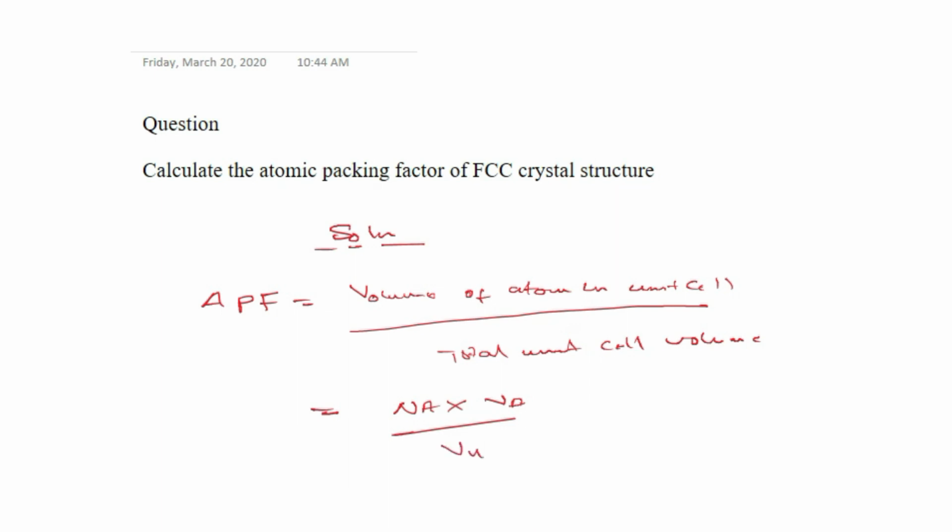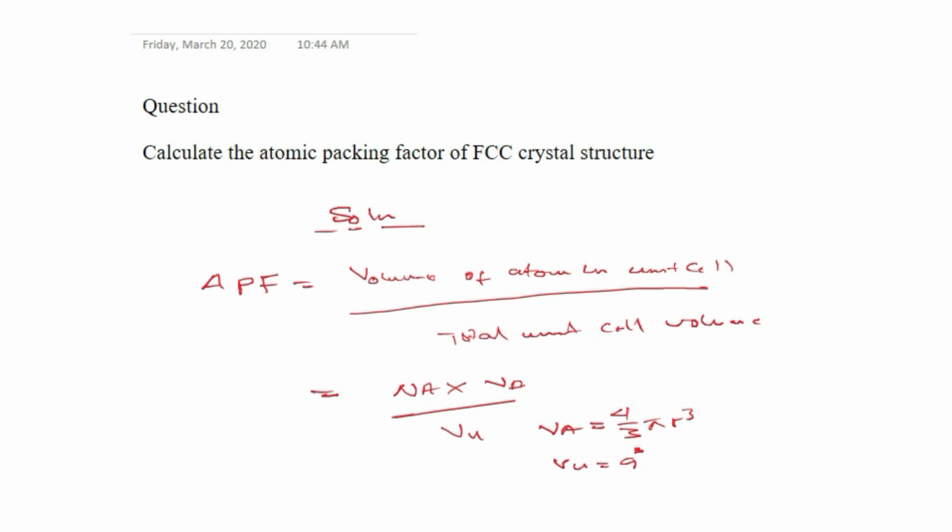Let's call it Vu. And we said Va, since the atoms are spherical in nature, the volume is 4/3 pi r cube. Our Na, we have to calculate from the structure, and Vu, we said, is equal to a cube. So firstly, for us to find our atomic packing factor, we have to find the number of atoms. Therefore, we have to draw our crystal structure. Then we have to find the volume of atom, which is 4/3 pi r cube. This r is the radius, and Vu is the total unit cell volume.